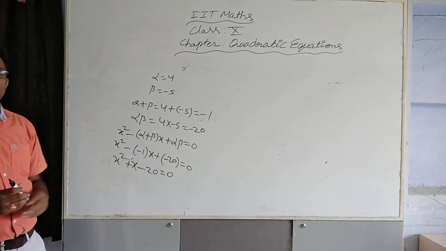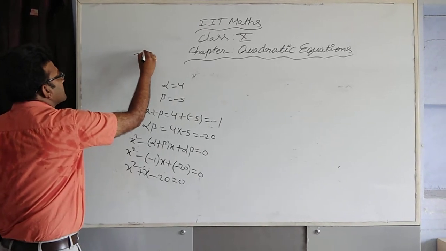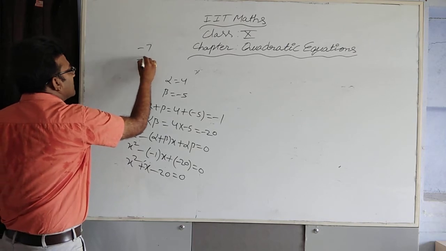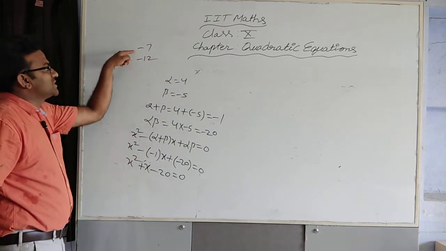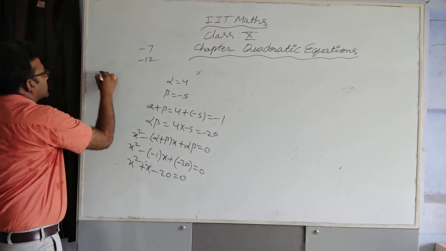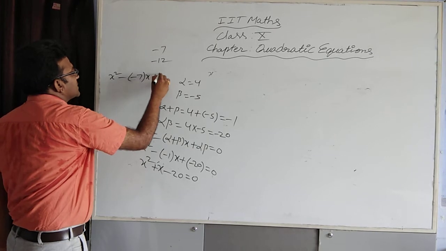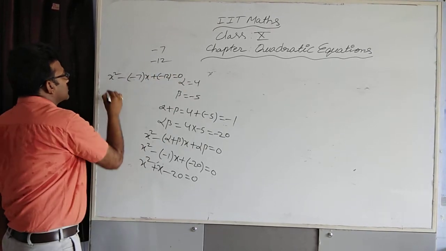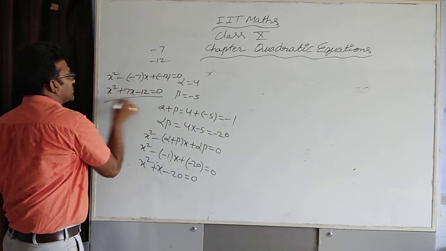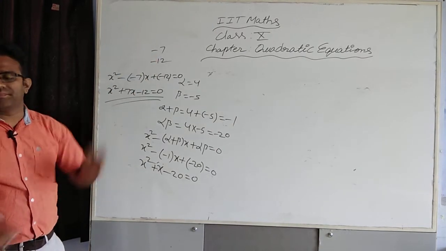If the sum of the roots and the product of the roots are given: sum of the roots is minus 7, product of the roots is minus 12. How can we find the equation? x square minus (sum of roots) x plus (product of roots) equal to 0, that is x square minus of minus 7 into x plus minus 12 equal to 0. So finally x square plus 7x minus 12 equal to 0. This is the quadratic equation when the sum of the roots and the product of the roots are given.